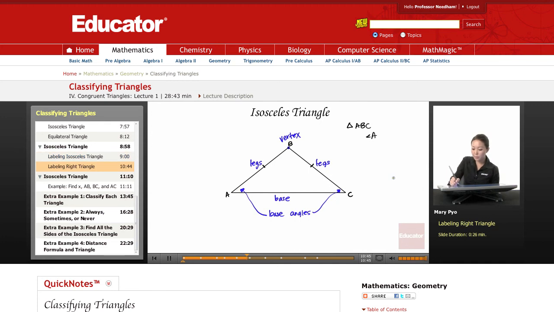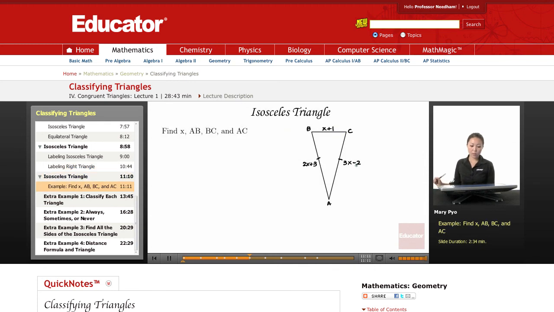And then just to go over the right triangle, these are also called your legs. But this one, it's not called base, it's called the hypotenuse, right? The hypotenuse. So just to review over that. Okay, so the isosceles triangle, these two are congruent, so they are called your legs. This one is your base.